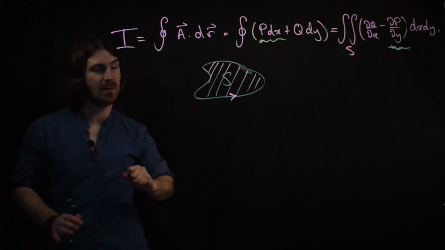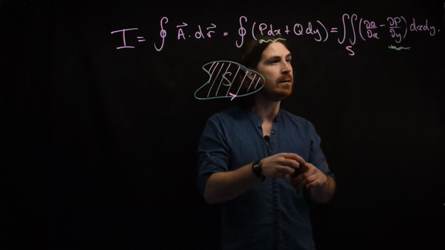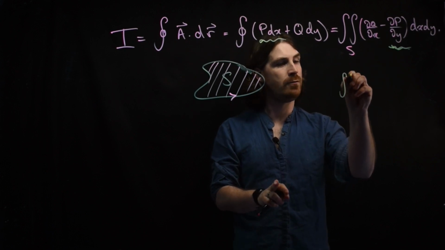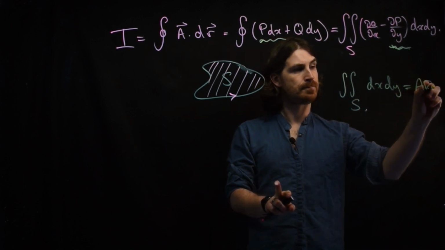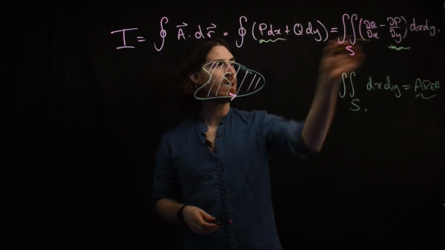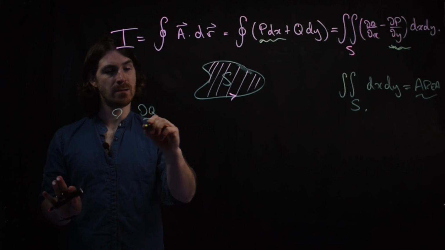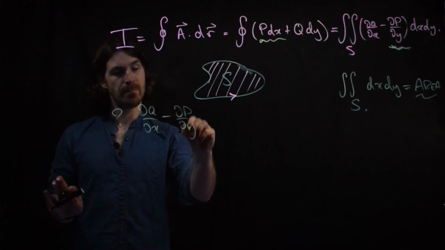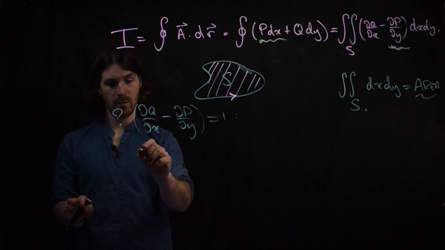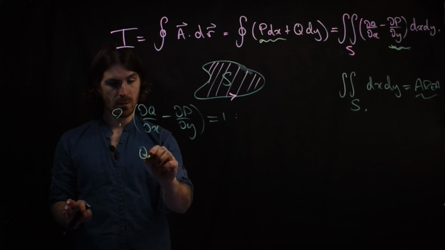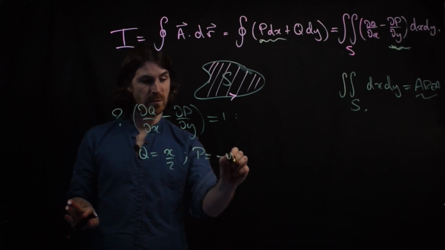Alright, so how do we calculate the area of some randomly shaped region? Okay, so what's the area? The area would be the double integral of just dx dy around that region S. Okay, this is the area. Alright, so can we arrange it such that this bracket will just be 1? So we want dq by dx minus dp by dy. We want this equal to 1. Okay, how about we have q equals x over 2 and p equals minus y over 2.